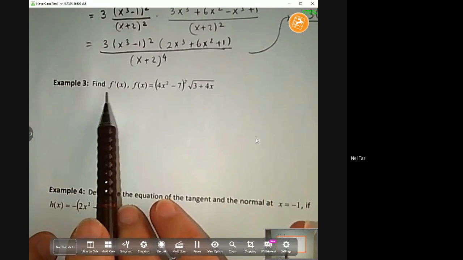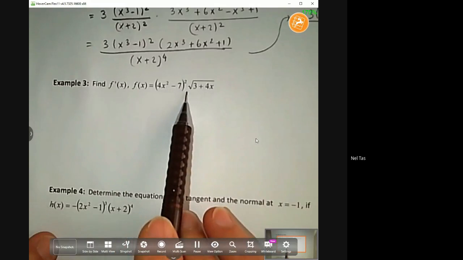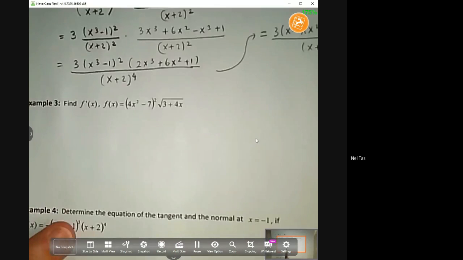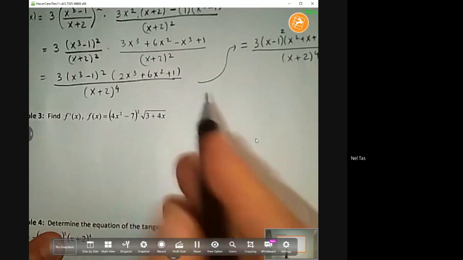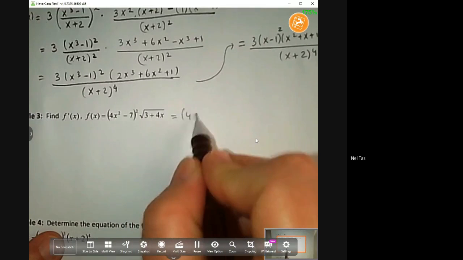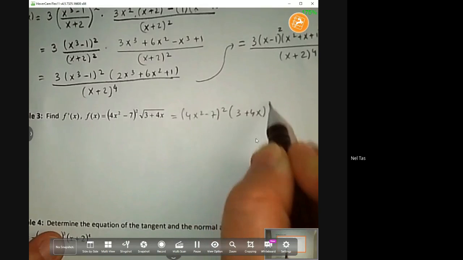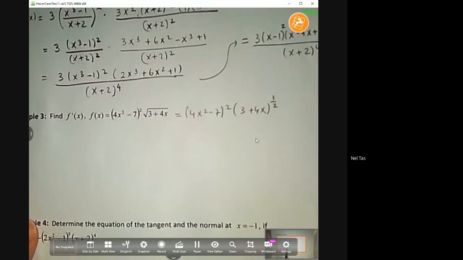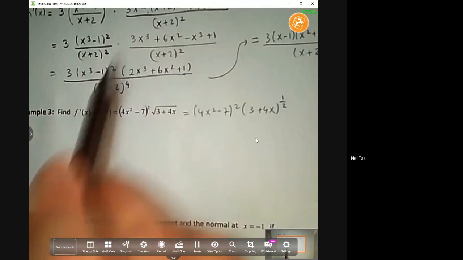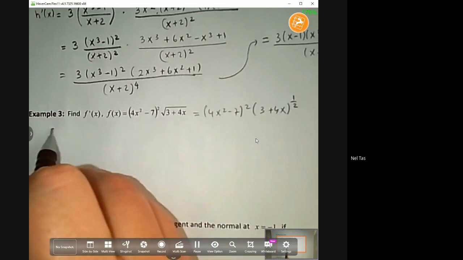So we are taking the derivative, and f of x is given as (4x squared minus 7) squared times the square root of 3 plus 4x. Okay. So again, you can write this square root with a rational exponent: 3 plus 4x to the power of 1 over 2. And then now we will have to apply the composite rule or chain rule here when we take the derivative.